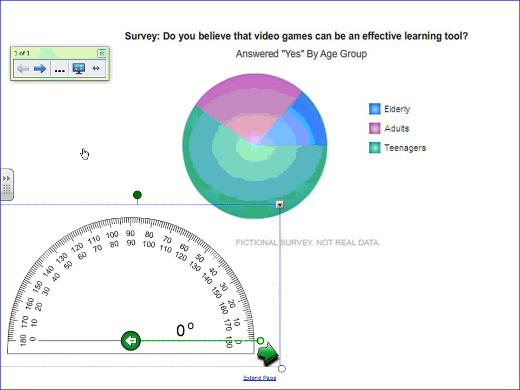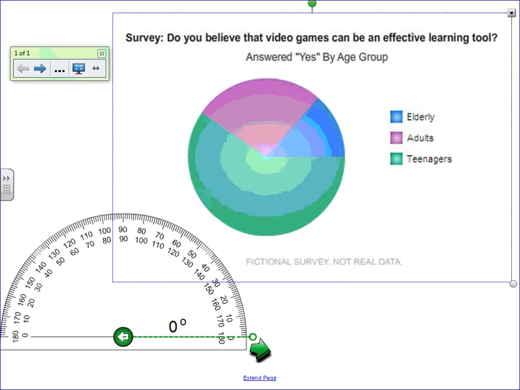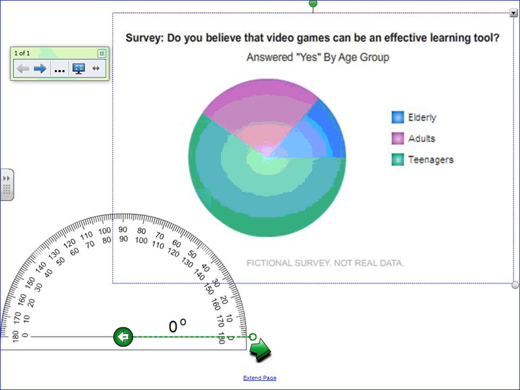Anyway, the point is, here we have this pie chart saying, do you believe that video games can be effective learning tools? So the blue section is elderly people saying yes, and then adults. So this is the percentage of people that said yes to the question. The purple is the percentage of adults, and of all the people that said yes, this many teenagers said yes.